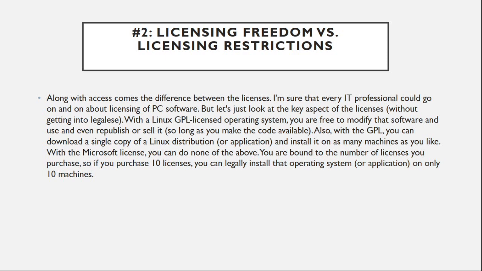Also, with the GPL, you can download a single copy of a Linux distribution, or application, and install it on as many machines as you like. With the Microsoft license, you can do none of the above. You are bound to the number of licenses you purchase, so if you purchase 10 licenses, you can legally install that operating system, or application, on only 10 machines.